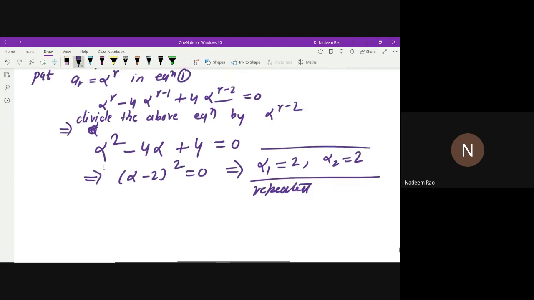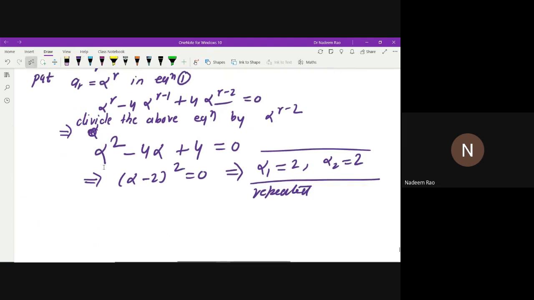So in case if we have the repeated roots, then we have the solution as a_r equals to (B1 plus B2 r) times 2 to the power r, which is the required solution.